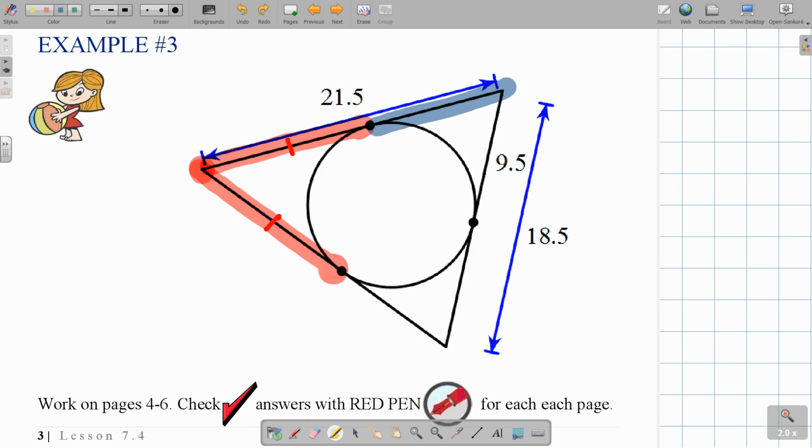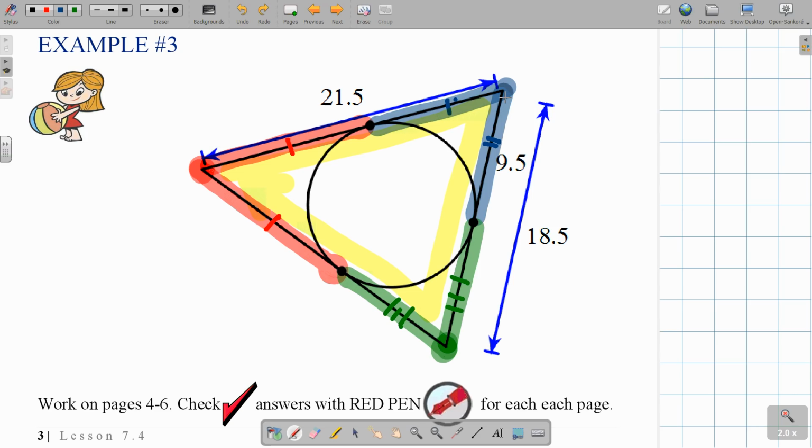Vertex to point of tangency, vertex to point of tangency, those arms are going to be congruent. Knowing that, I'd like you to find the perimeter of this shape. You're going to walk it all the way around, obviously. We need to find each and every segment. So just keep track of those congruents.